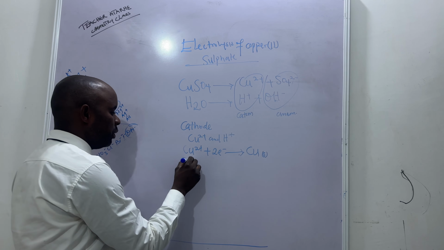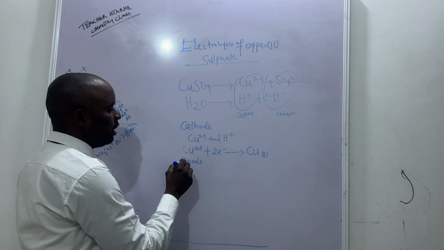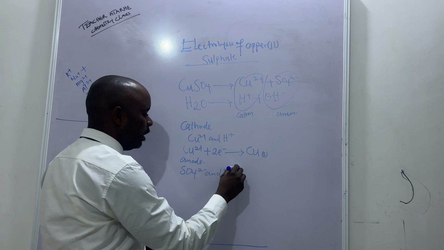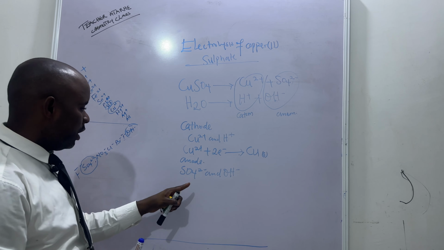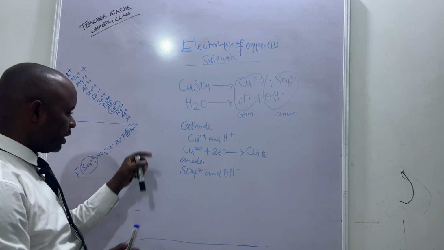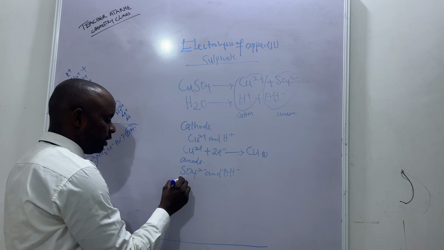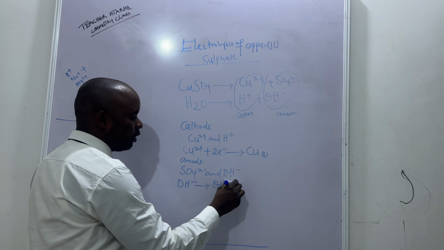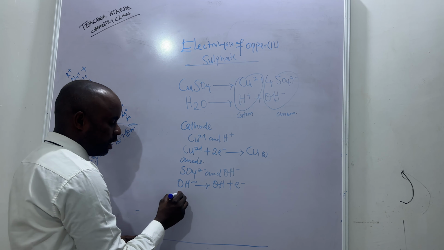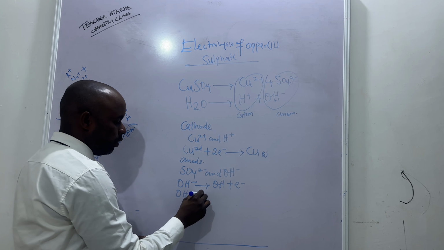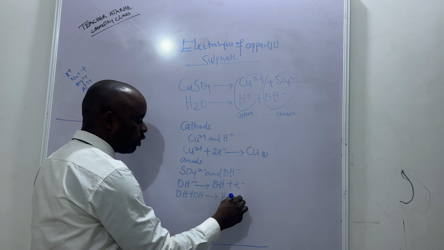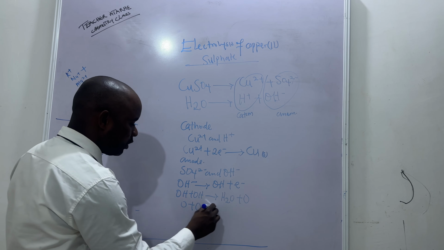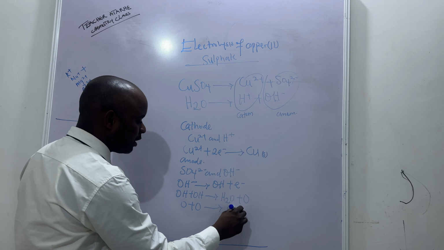So at the anode, we said SO4 2- and OH negative will migrate. Since OH is lower in the electrochemical series, OH will be preferentially discharged. When it is discharged, it loses an electron to give a hydroxyl group. The hydroxyl group is not stable. OH plus OH will give us water plus oxygen atom. The oxygen atom is not stable. Oxygen atom will react with oxygen atom to give oxygen gas.